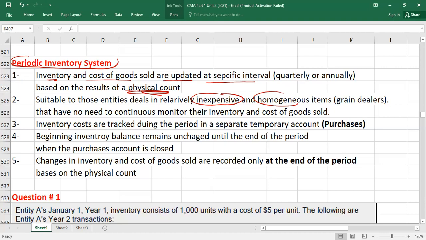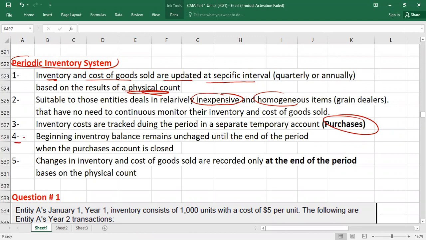Then guys, point number 3 is what? Whenever you buy inventory, you will not use the word debit inventory or credit inventory. You will use the word purchases here. Debit purchases or credit purchases. Okay, but under perpetual, what were we doing? We were using the word inventory itself. Here you will use the word purchases. Okay, this is just a difference I'm explaining.